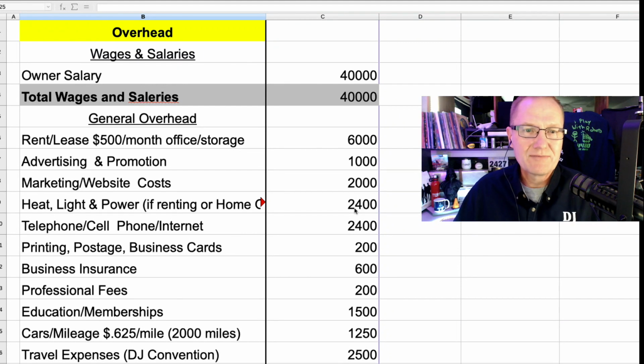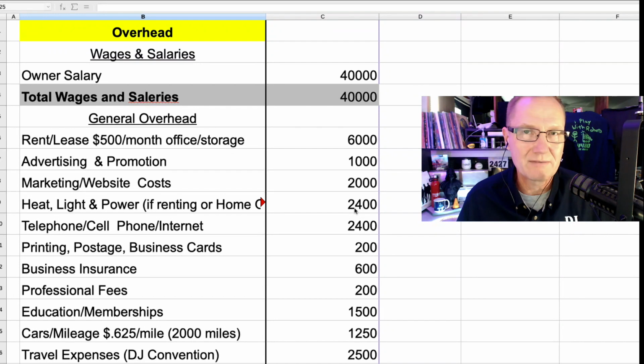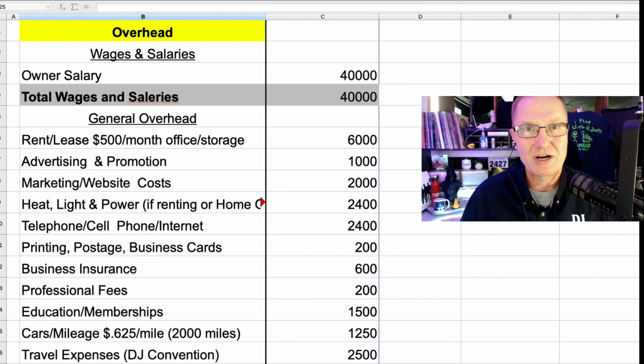Continuing on, heat, light, power, those different things. Yes, if you're at home and you have a home-based business, parts of that will be allotted towards your business if you're taking a home business deduction. If you're having to rent a space, many times the rent of the space is one thing, and then the electric and such are above that.